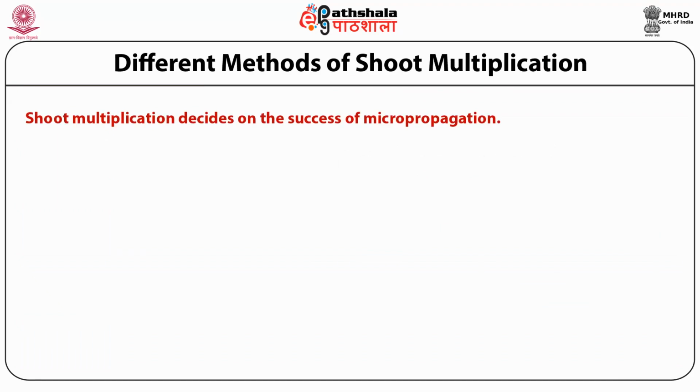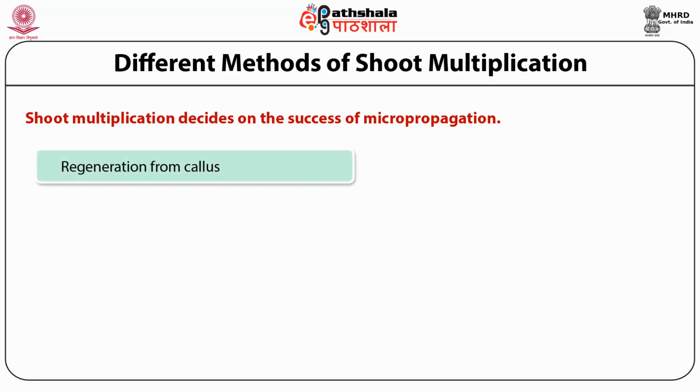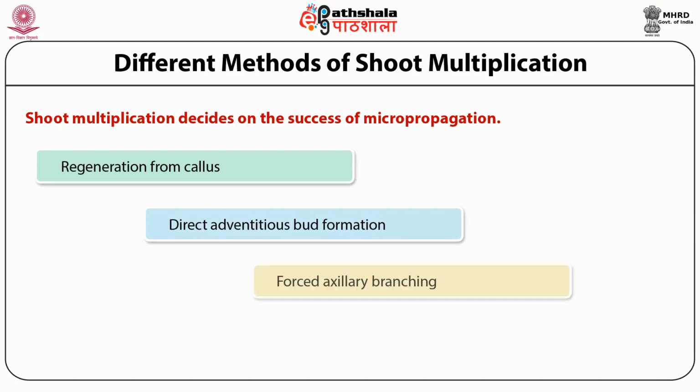Shoot multiplication decides on the success of micropropagation to quite an extent. We don't accept a micropropagation protocol unless and until we have 3 to 4-fold multiplication every month, because otherwise you will not have the required number of plants produced. Now, it depends on what is your ultimate objective and the plant species with which you are dealing. Different species have different morphogenic potential, different kinds of explants which may become available for micropropagation purposes, and so on. There are 3 main methods of shoot multiplication. One is regeneration from the callus, direct adventitious bud formation, and forced axillary branching.